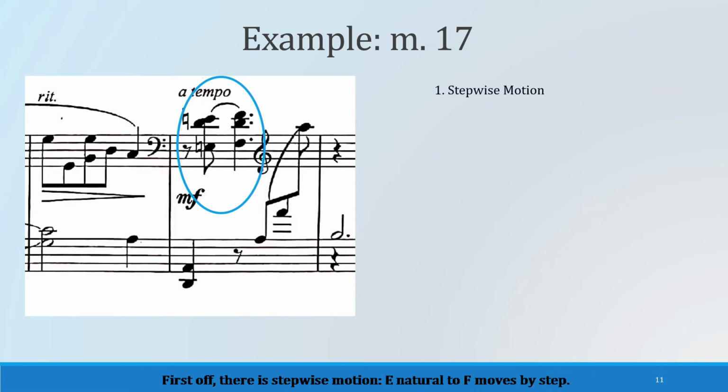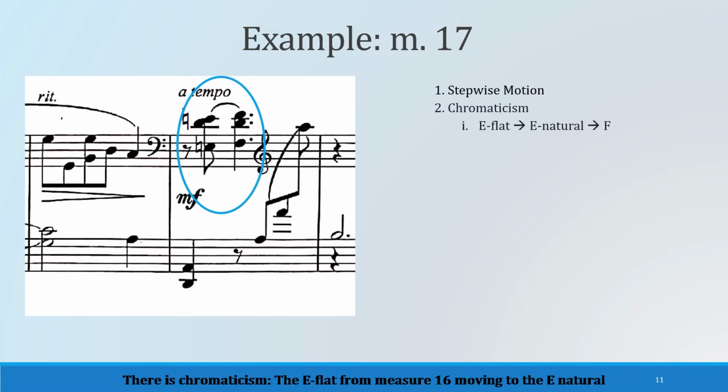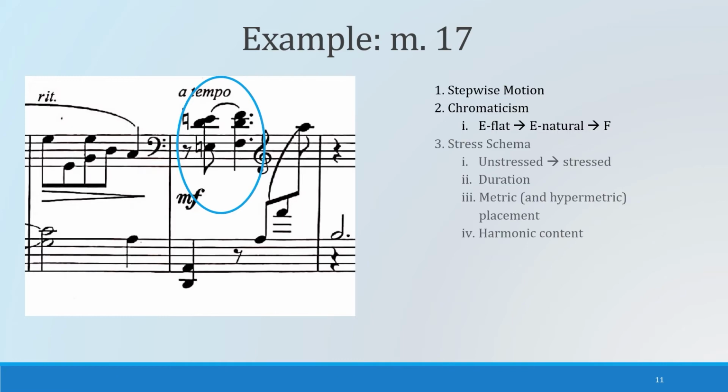First off, there is stepwise motion. That E natural to F is moving by step, and so that is nice and smooth. There is chromaticism, the E flat from measure 16 moving to the E natural and then up resolving to that F provides that smooth motion between strong chord tones.